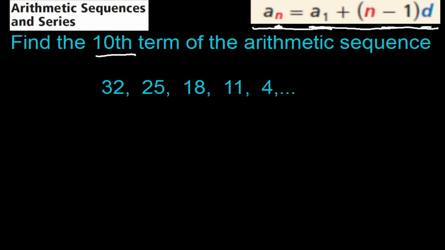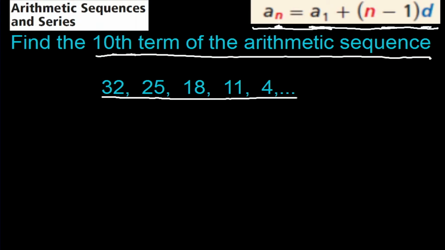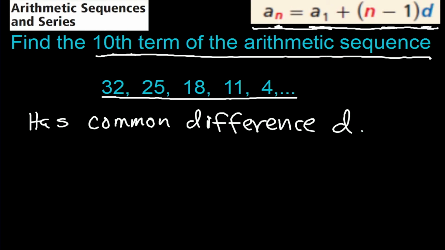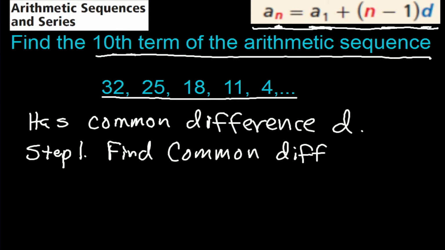All right, so in order to find the 10th term of this arithmetic sequence, the problem tells us this sequence here is an arithmetic sequence. Well, the first thing we know automatically is if it's arithmetic, it has what's called a common difference, d. So to find the common difference, we'll do this in steps. Step 1, we want to find the common difference. I'm going to abbreviate difference, D-I-F-F.